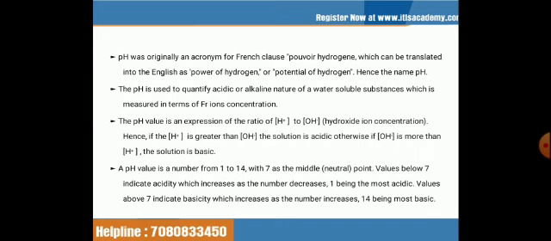The pH was originally an acronym for the French clause, the power hydrogen, which can be translated into English as the power of hydrogen, or we can say the potential of hydrogen. Hence, the name has occurred, and we call it in the short form pH. The pH is used to quantify the acidic or alkaline nature of a water soluble substance, which is measured in terms of H ion concentration.